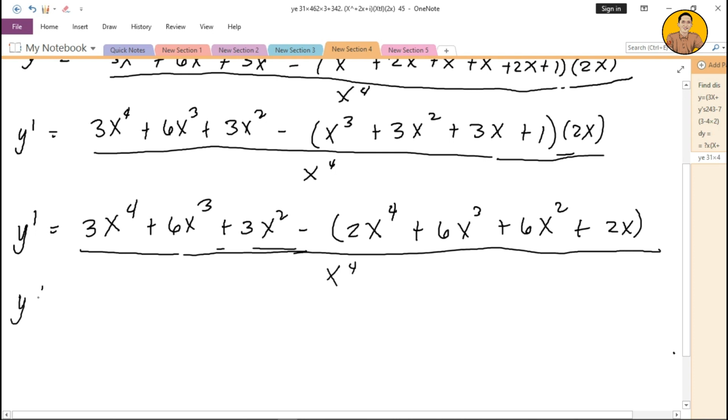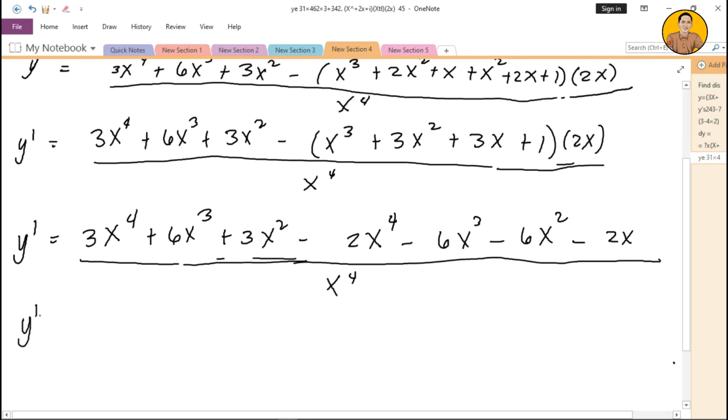So y prime equals, so here we have 3x raised to 4. Then may parenthesis tayo dito. So let's first remove this parenthesis. So if you remove this parenthesis, ma-distribute yung negative sign sa individual. So that is your algebra. Negative times positive, that becomes negative. All of this will become negative. So tanggalin na natin yung parenthesis and we just change this sign to a negative sign. So we have here y prime equals, so 3x raised to 4 minus 2x raised to 4.